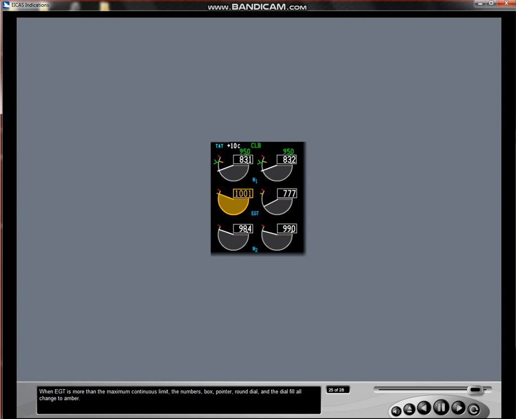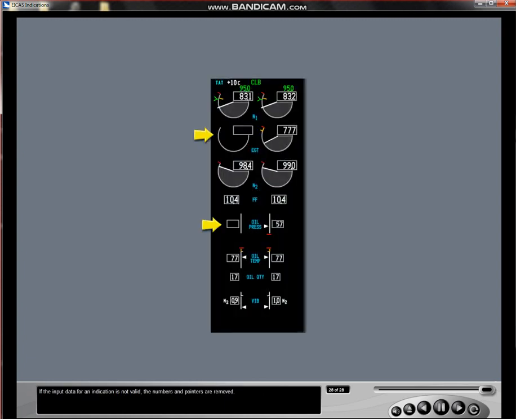When EGT is more than the maximum continuous limit, the numbers, box, pointer, round dial, and the dial fill all change to amber. The amber EGT exceedance is inhibited during takeoff or go-around for a preset number of minutes after the EGT value is more than the limit. When the value becomes less than the limit, all parts of the indication go back to normal color. If the input data for an indication is not valid, the numbers and pointers are removed.